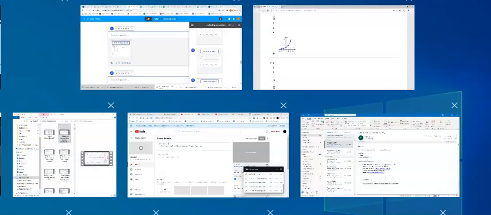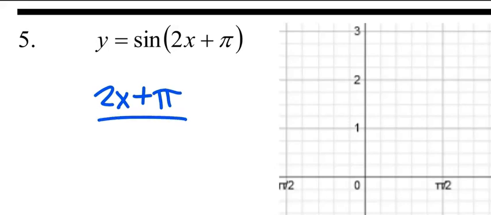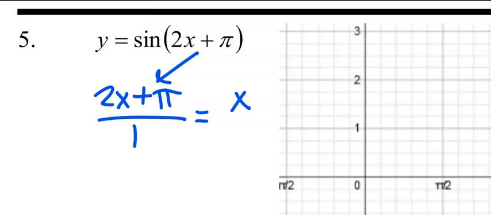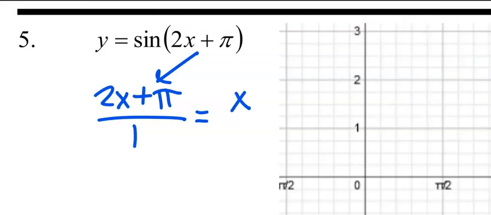Okay, now those of you who say that h is negative pi, please stop. Okay, it is not. Now, 2x plus pi that's inside here is really the same thing as 2x plus pi over 1. Does everybody agree that you can divide anything by 1? Okay, now, fireproof form says we want 1x. What are you going to multiply 2x by to change it into a 1x? 1/2. And if you do it to the top, you better do it to the bottom.